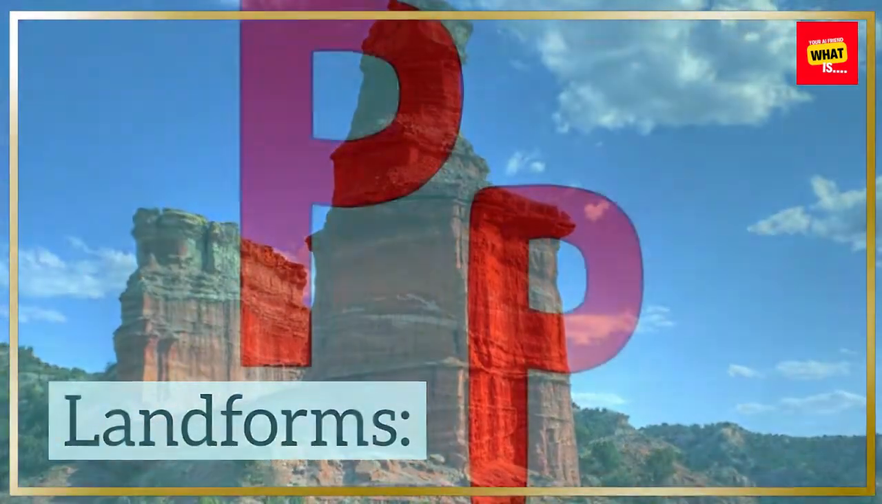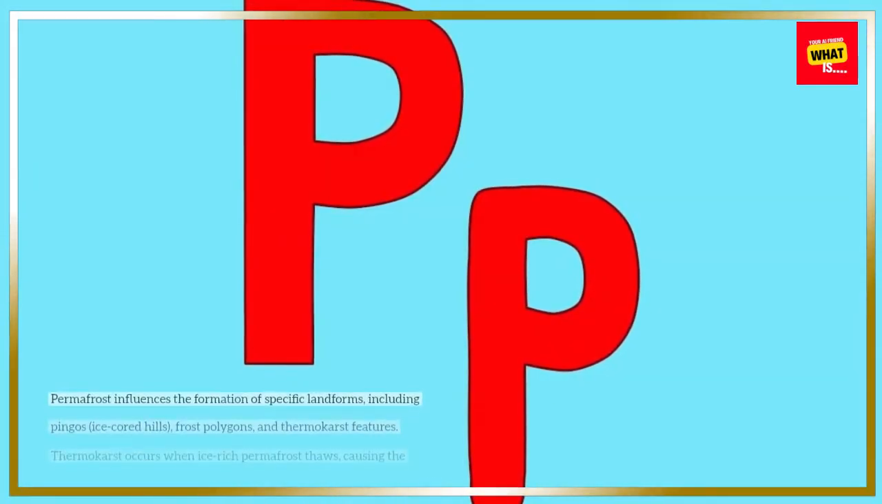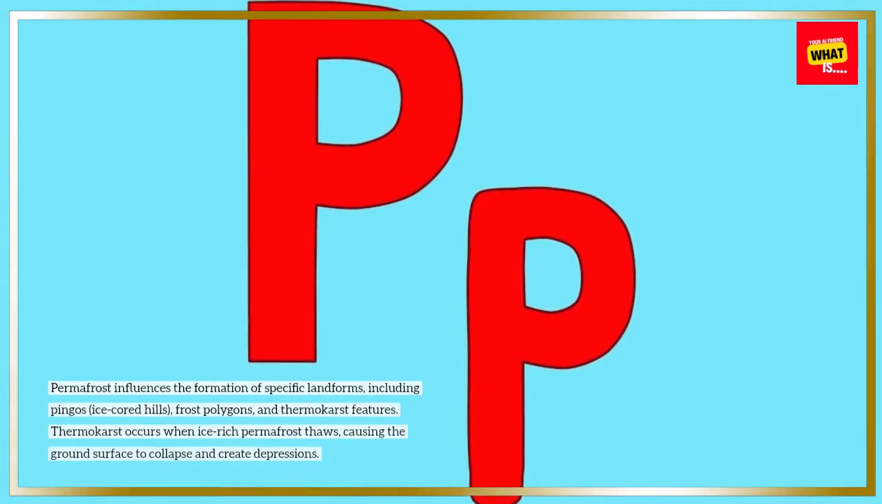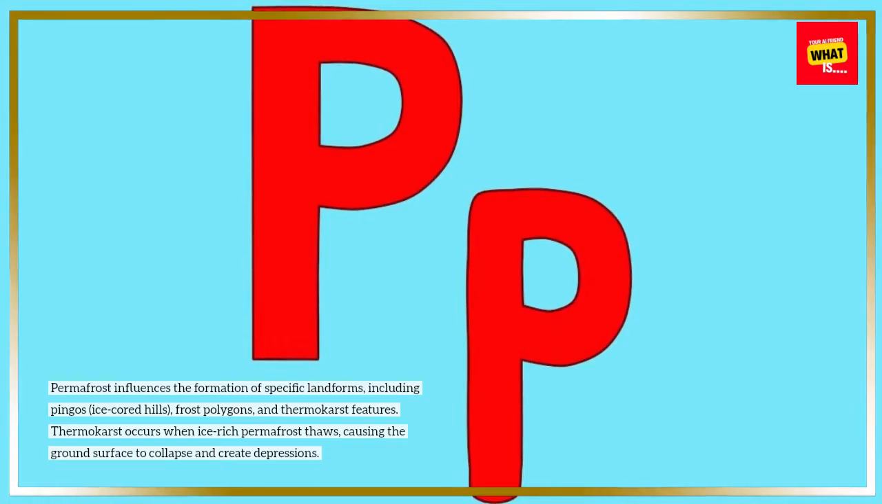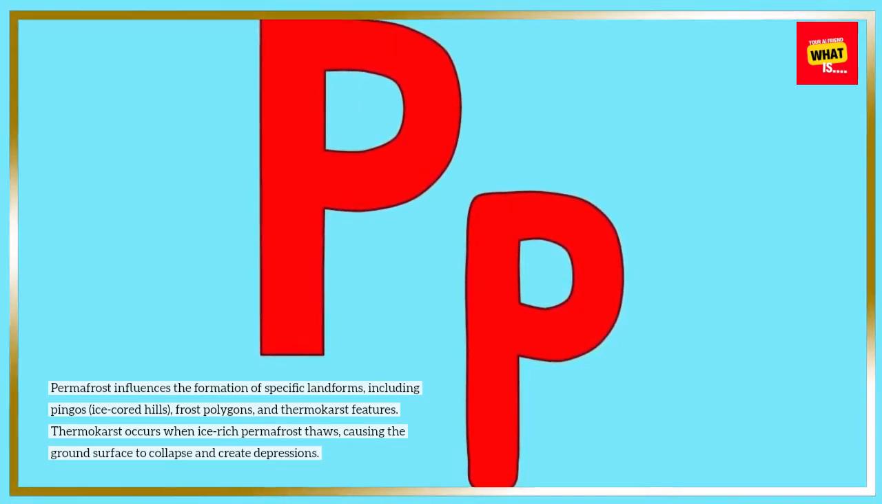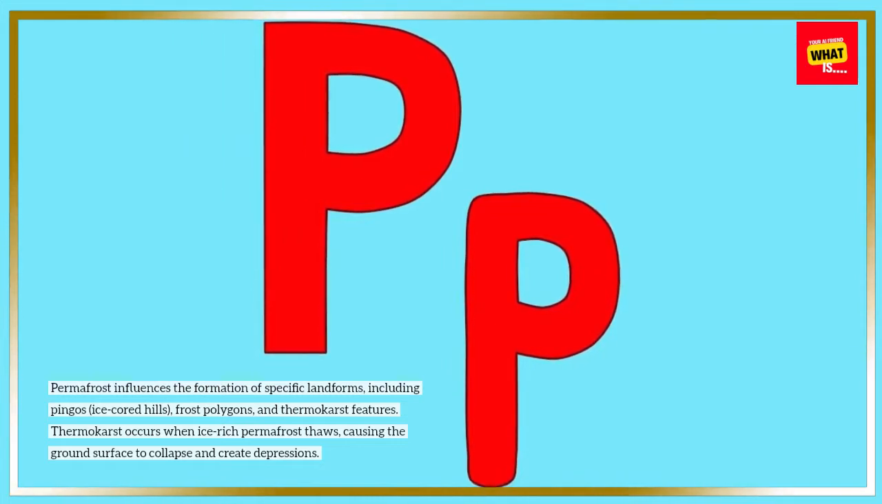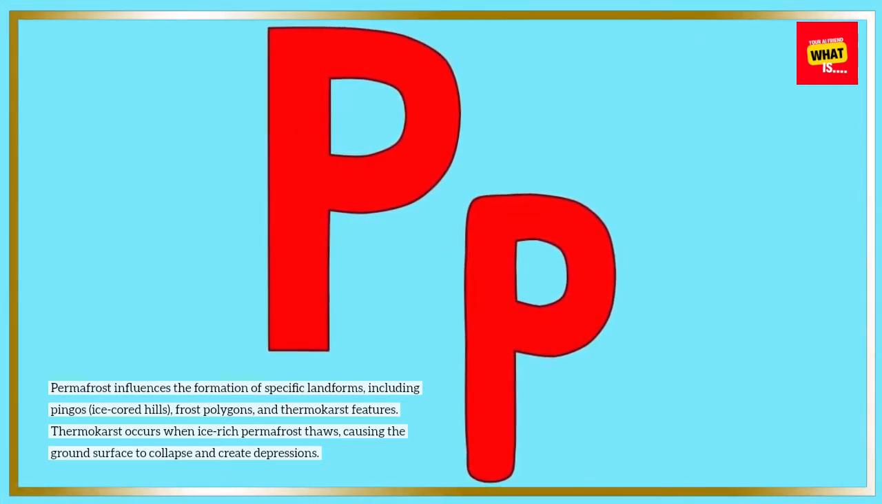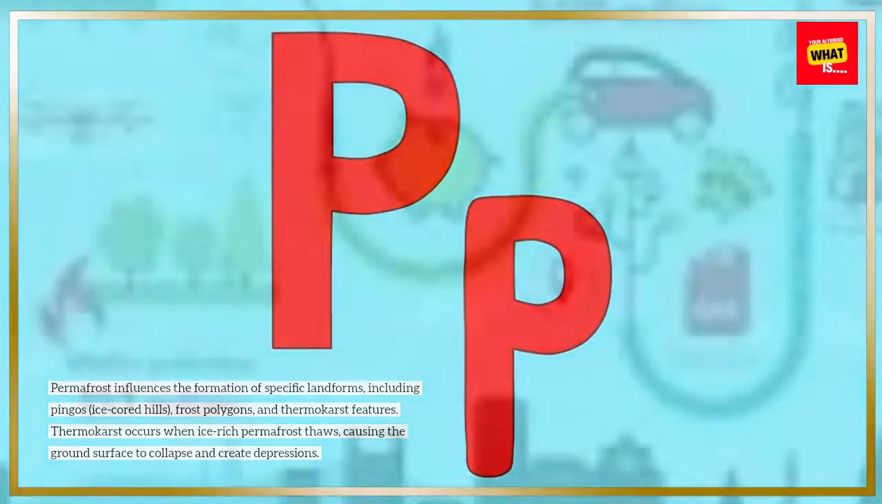Landforms. Permafrost influences the formation of specific landforms, including pingos, ice-cored hills, frost polygons, and thermokarst features. Thermokarst occurs when ice-rich permafrost thaws, causing the ground surface to collapse and create depressions.